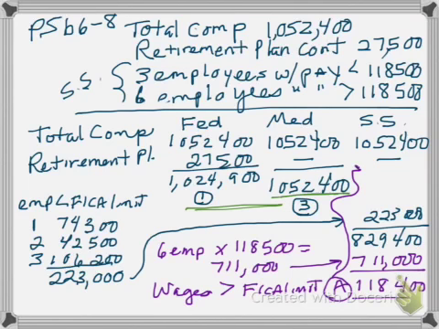So, wages over the FICA limit, A, $118,400, subtracted from total compensation, gives us $934,000. And that is the amount that goes into box 5.